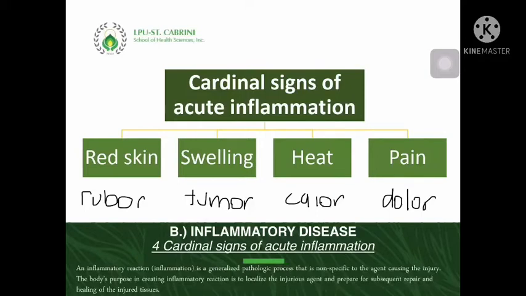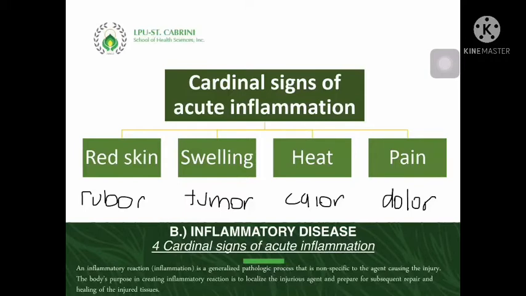So first, what is inflammation? Again, inflammation or the inflammatory reaction is a generalized pathologic process that is non-specific to the agent causing the injury. Okay? So, ang purpose ni inflammation is to localize the injurious agent and prepare for subsequent repair and healing of the injured tissues. So, what are those four cardinal signs of acute inflammation? We have here red skin, swelling, heat, and pain.